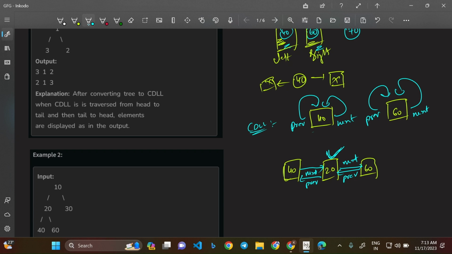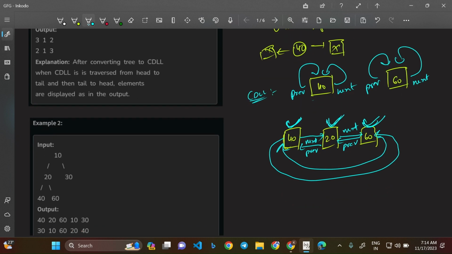Now coming to 40, how are we going to satisfy 40? 40's next is satisfied, it is with 20. What would be 40's previous then? It is connected with 60. Now 40 is also completely satisfied: 40's next is 20, 40's previous is 60. Now coming to 60, how are we going to satisfy it? 60's previous is 20, which is done, and 60's next is 40. In this fashion we have satisfied 60 as well.